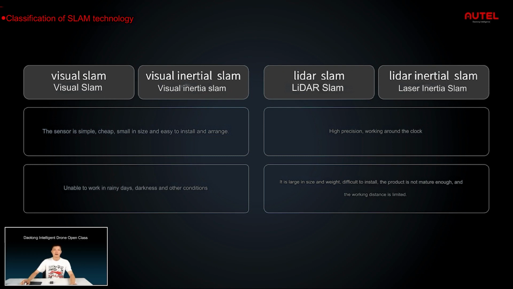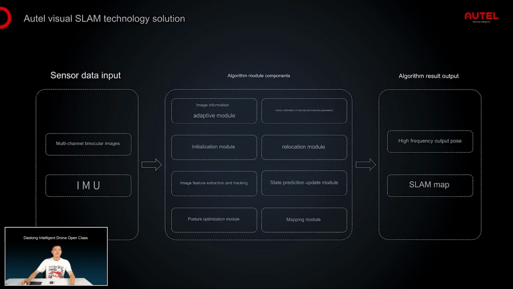For visual SLAM, its sensor is simple, cheap, and small in size compared to laser SLAM. It is easy to arrange and install. The calculation of image data is small. The height of resource small work is relatively high, so it has obvious advantages when applied on drones. If your main purpose is to build more detailed 3D models or aero diagrams, laser SLAM will be a better choice. The following will mainly introduce our visual SLAM plan.